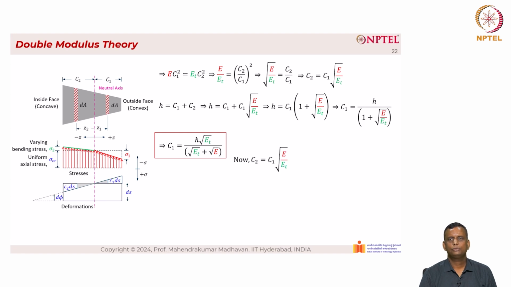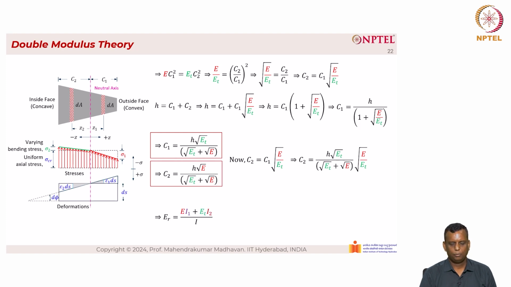Now C2 equal to C1 into root of E by E sub t. So C2 equal to H into root of E sub t divided by root of E sub t plus root of E into root of E by E sub t. So C2 is equal to H into root of E divided by root of E sub t plus root of E. Now E sub r is equal to E I1 plus E sub t I2 divided by I.